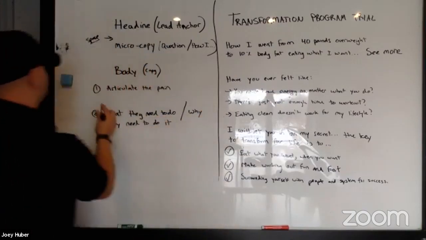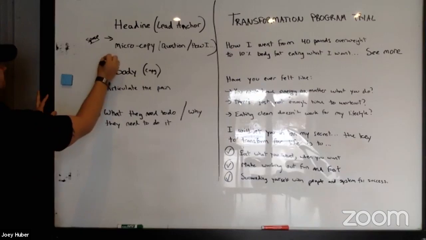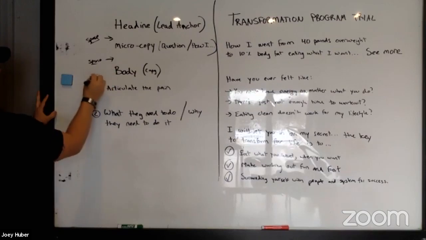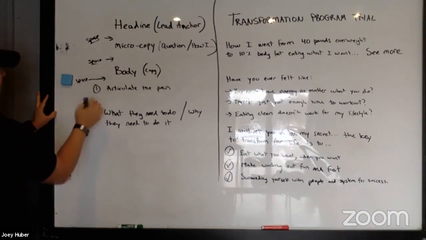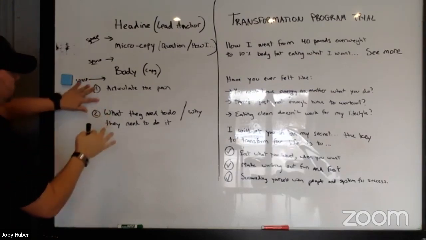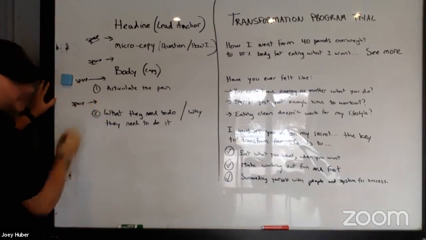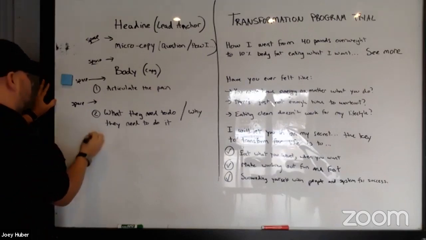Then we have a space, right? I forgot to put that here. So you have a space here in between the micro copy. And then we have another space here between the body. Don't forget these spaces. There's space between the body. Then we have another space here. That way it doesn't feel like one giant thing, it's broken up. Easy to read, right? Another space here. Then we have another space below what they need to do and why they need to do it.